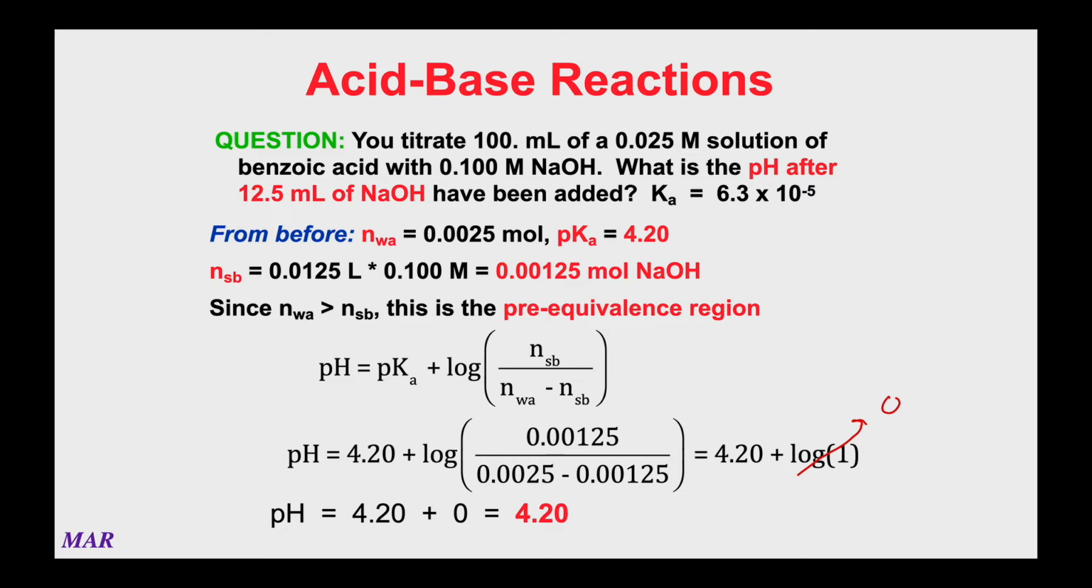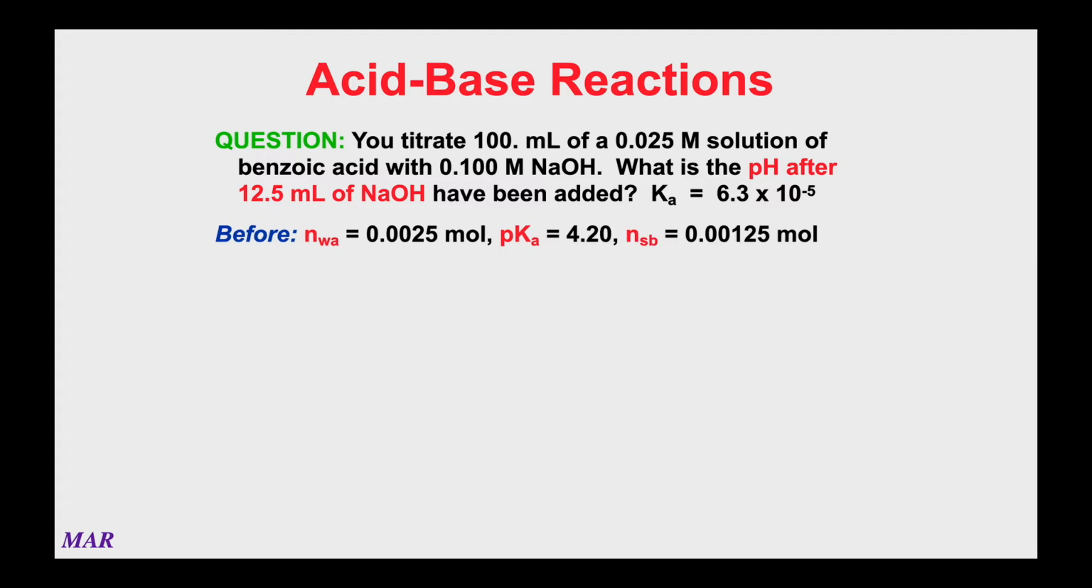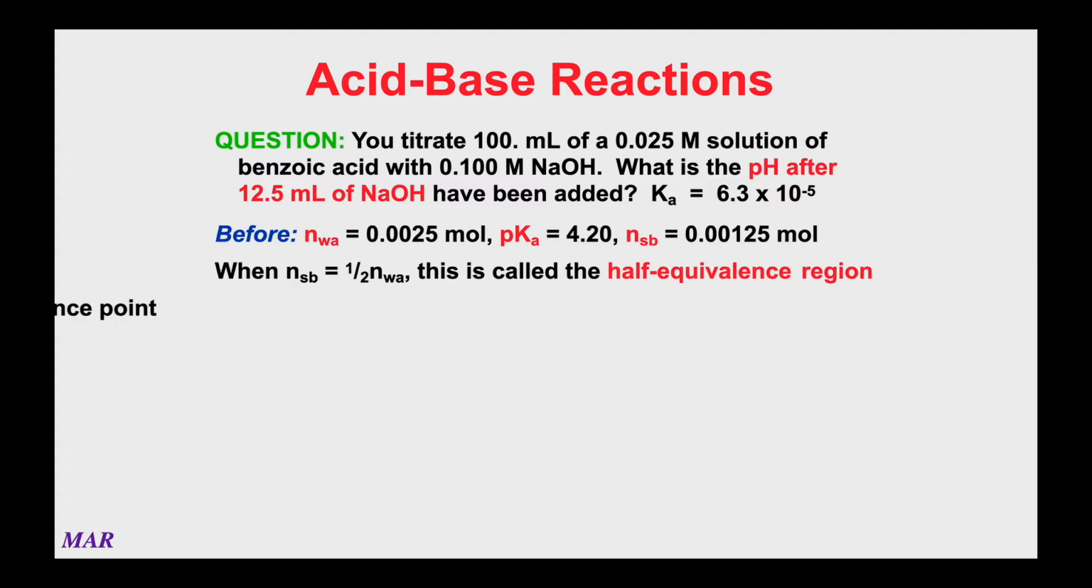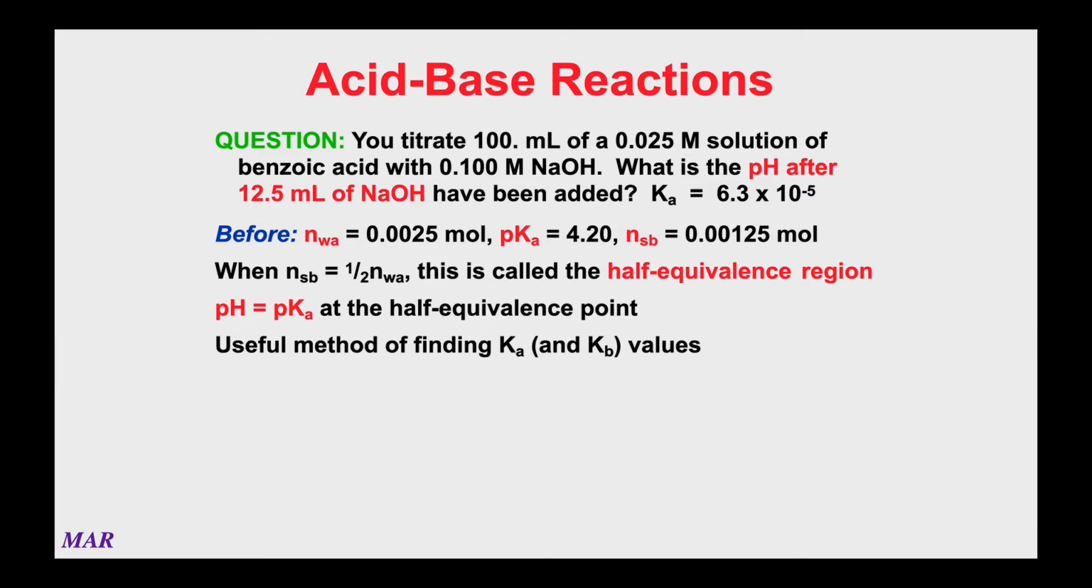If you can find the half equivalence point, pH and pKa are the same. And that's kind of a cool thing. So you can see that the pKa, 4.20, equals 4.2 as well. Half equivalence region, pretty cool, because this is a nice way to find or verify what your Ka value is. From before, there's all the numbers we had. When the moles of strong base are equal to half the moles of weak acid, that's really what the half equivalence region is. You can find it easily because the half volume to reach equivalence is also the half equivalence point.